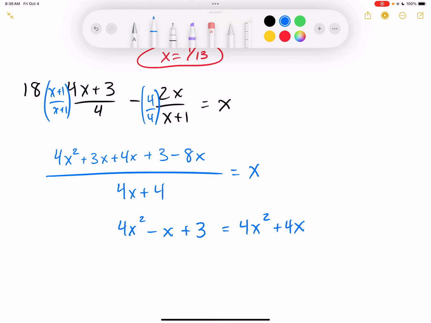Okay. Now that I've multiplied, I no longer have a fraction, so I'm going to move these things and see what I can cancel out. I'll leave the number over here and move all the x's over here. So 3 equals, well, 4x squared minus 4x squared is just 0, so that's gone. Add the x over, so equals 5x. So ultimately we divide by 5, x equals 3 over 5. And that would be your answer for that one. Any questions on that one?